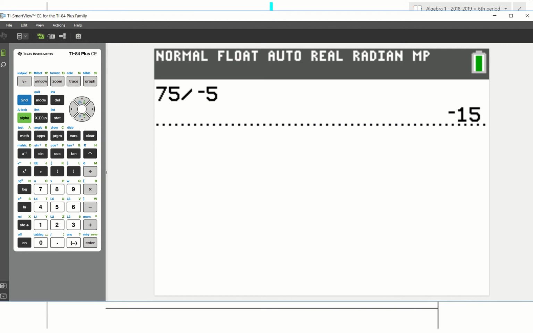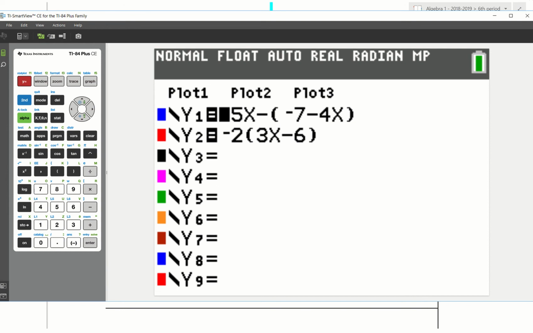Okay, so I'm in my y equals screen. You're just going to type the left side of the equation for y1 and the right side of the equation for y2. So it's 7x minus 4, and then for y2, I've got 9x minus 11.